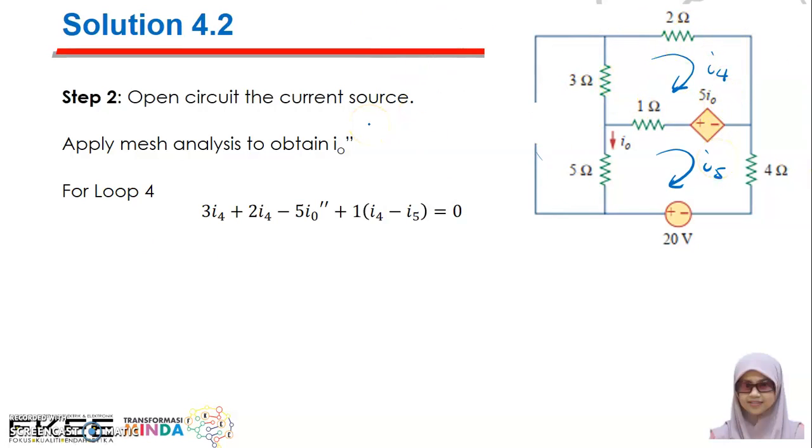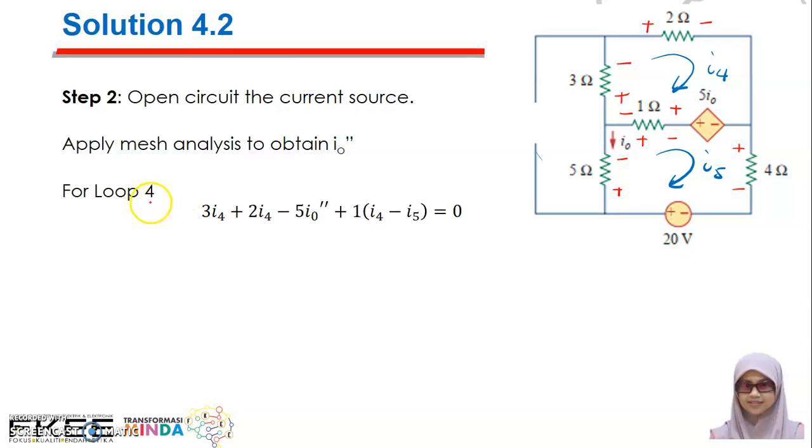So before that, you just assign the polarity first. Okay, so based on the mesh current I4, here you have a positive, negative. Okay, here positive, negative, and positive, negative. So based on the I5, here will be positive, negative, positive, negative, and here is a positive, negative.